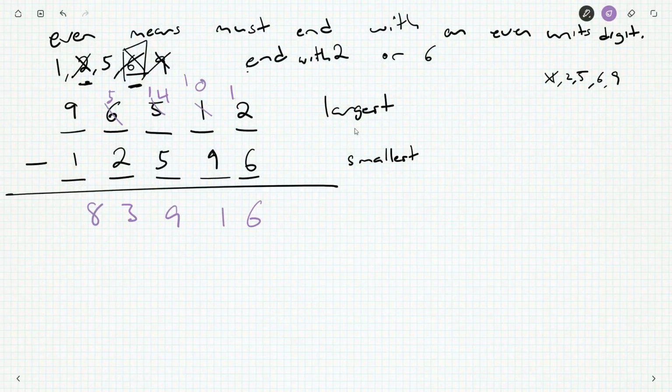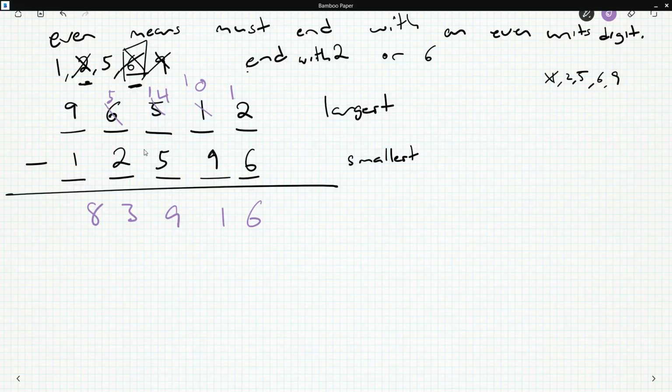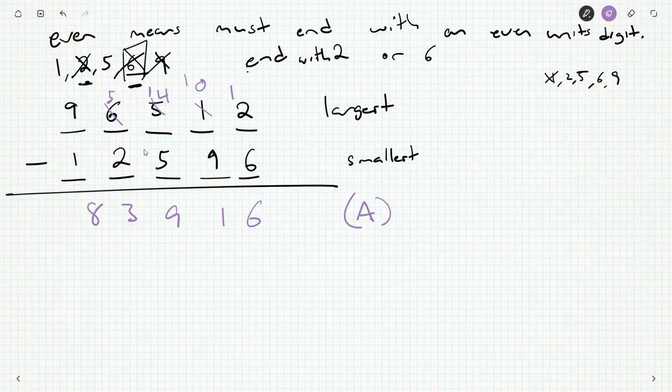So 83,916. And that's the very first one. I just double check. Yep, 9 there. Okay, so there we go. And that's the best we can do given the constraints.